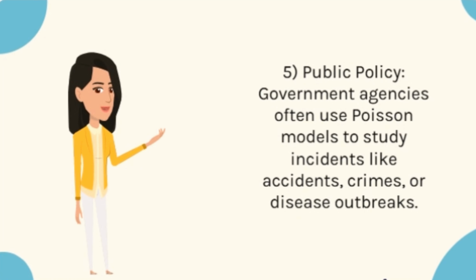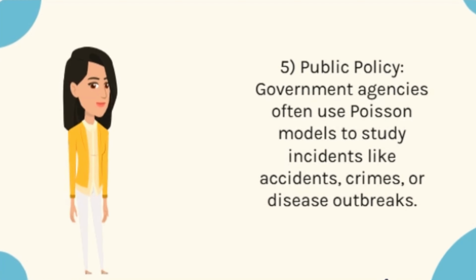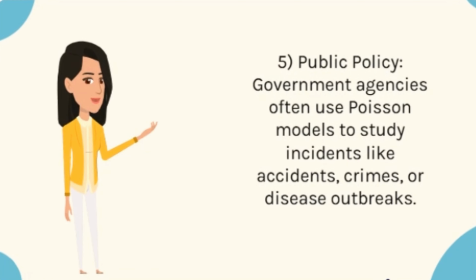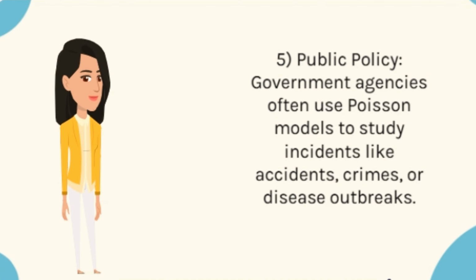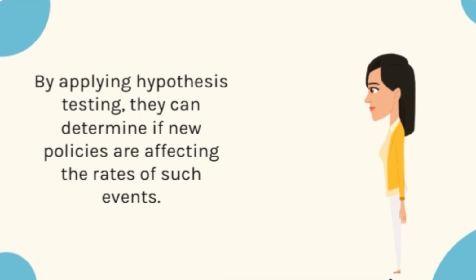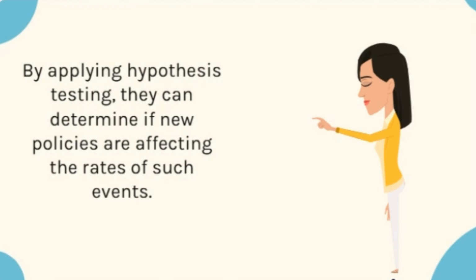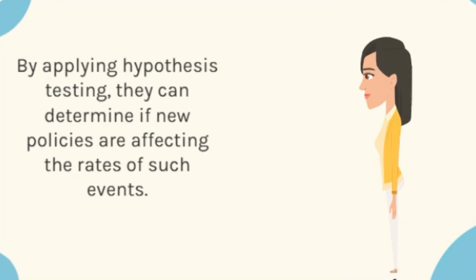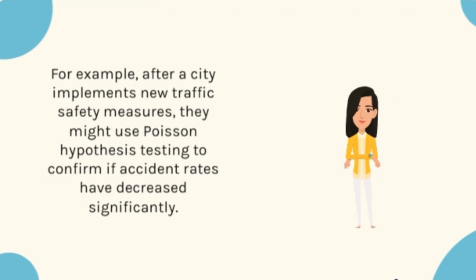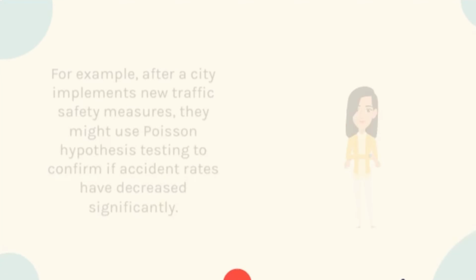Public policy. Government agencies often use Poisson models to study incidents like accidents, crime, or disease outbreaks. By applying hypothesis testing, they can determine if new policies are affecting the rates of such events. For example, after a city implements new traffic safety measures, they might use Poisson hypothesis testing to confirm if accident rates have decreased significantly.